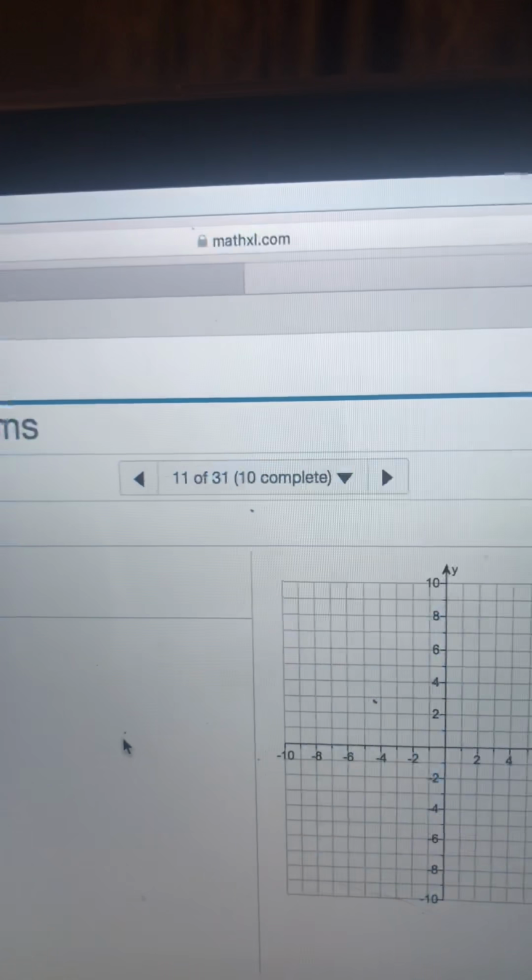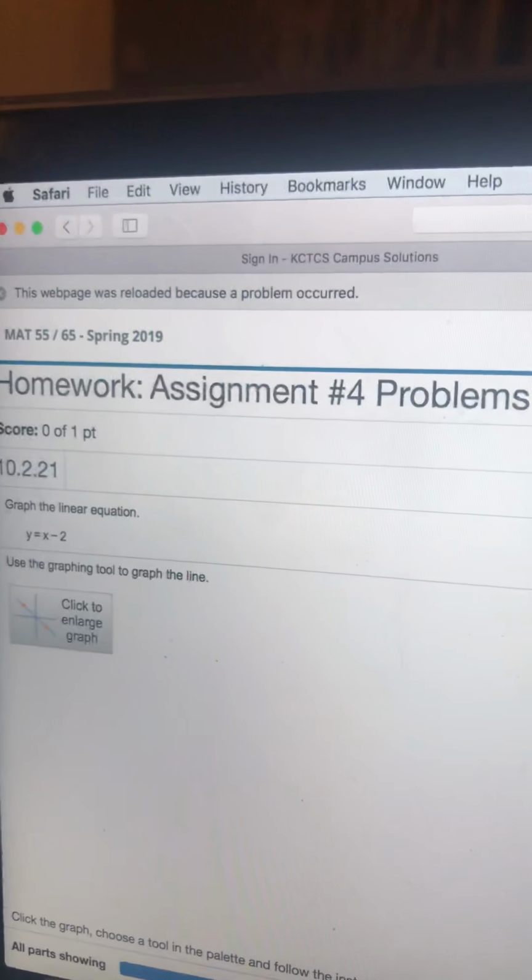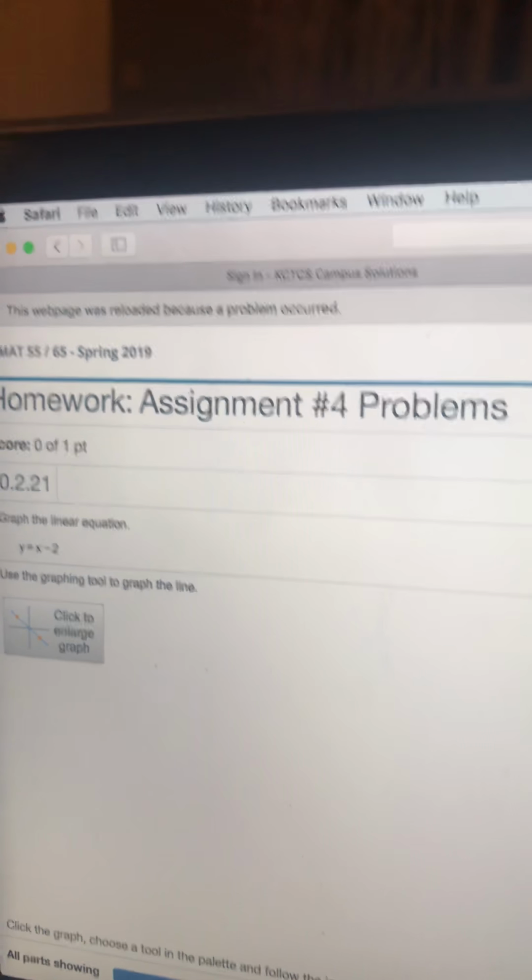I'm going to be doing problem 11 for my video, which is y equals x minus 2, and we're going to figure out the coordinates in order to graph it. Y equals x minus 2, and then we're going to use 0 for the first one. Y equals 0 minus 2, so y equals negative 2. We used 0 for x, so the coordinate would be 0 and negative 2 for the first one.